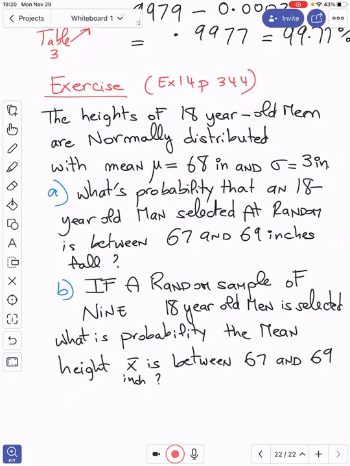All right, I'll give you a couple of minutes to think about this. As you can see, the difference between A and B: in A, we select at random just one 18-year-old man, and in B, we have a sample of 9 18-year-old men.